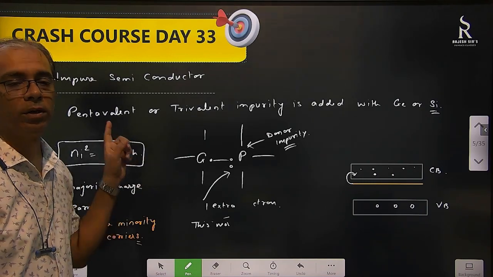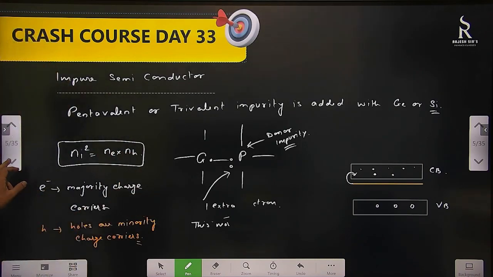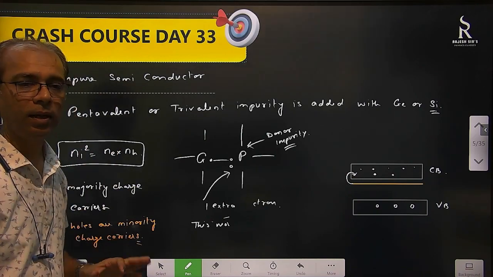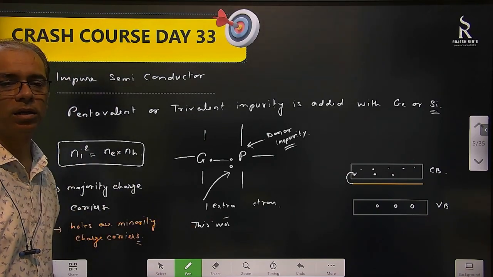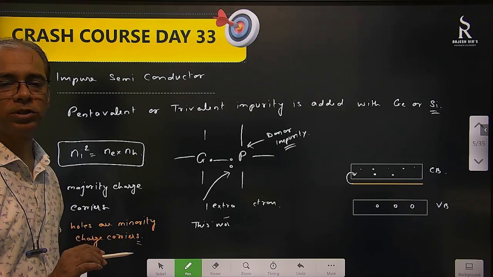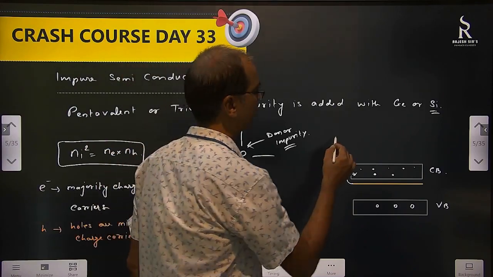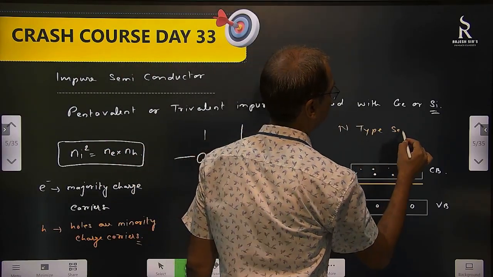Which one? When you have added pentavalent impurity. Now trivalent impurity, what is it? And this pentavalent impurity, when we have added, we call this an N-type semiconductor. Why? Because in this one, electrons are mainly responsible for conductivity. Electrons are negative. So this is called N-type semiconductor.